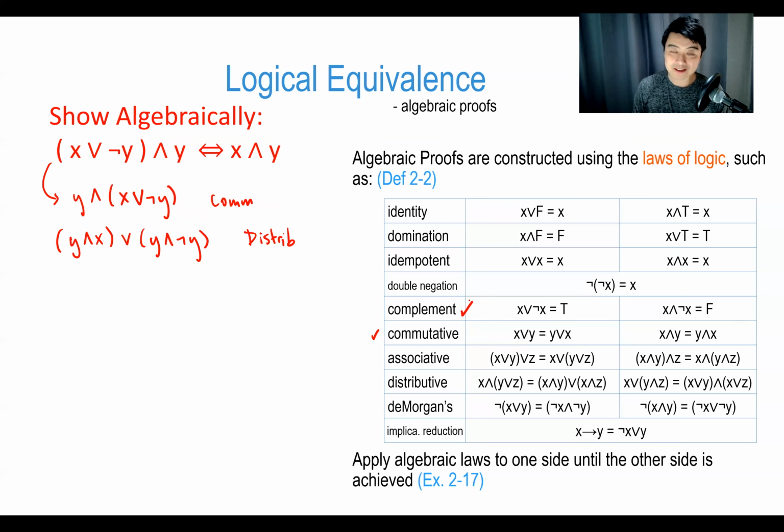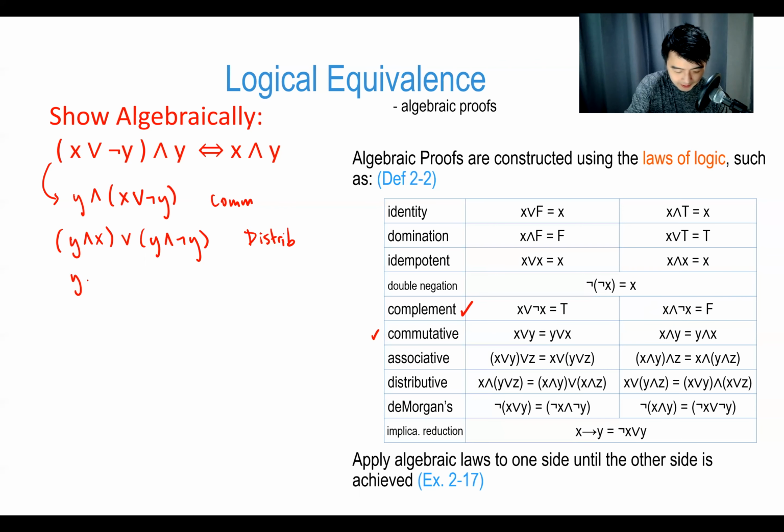The complement law is very useful because anytime we have a variable and the opposite of that variable, what I mean by this is y and not y, for example, a variable and then the negation of that variable, I can either simplify this to true or false. I do a pretty nice simplification here. So according to the complement law, that y and not y is going to give me a false.